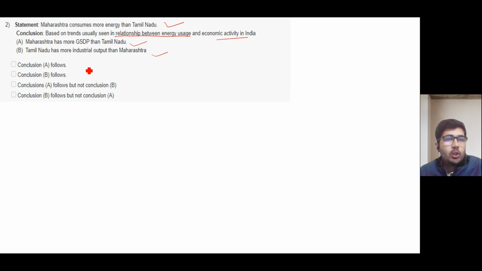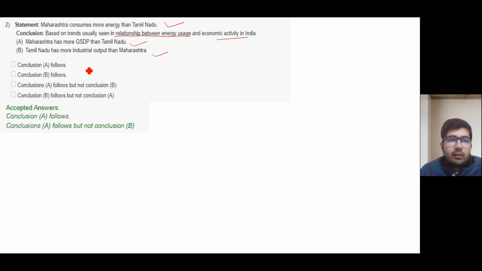The first one is Maharashtra has more GSDP than Tamil Nadu. From the statement we can see that Maharashtra consumes more energy than Tamil Nadu, which means A is correct. So conclusion A follows, but not conclusion B, that Tamil Nadu has more industrial output than Maharashtra, because if the industrial output is more, it means the GDP will be high. As we know A is correct, Maharashtra has more GSDP, it means the industrial output is high for Maharashtra, not for Tamil Nadu.